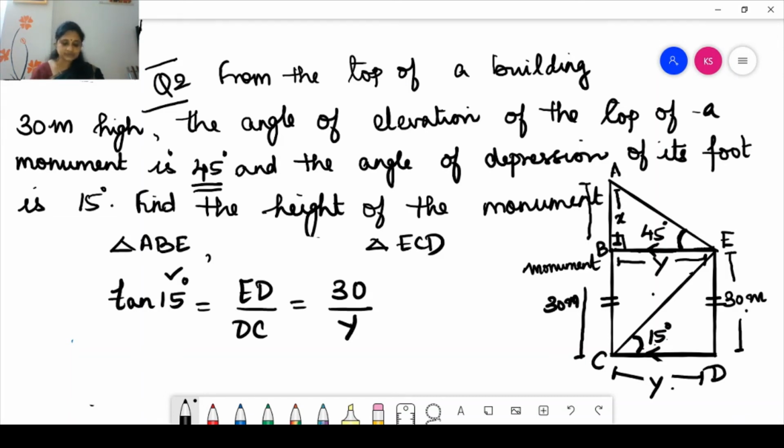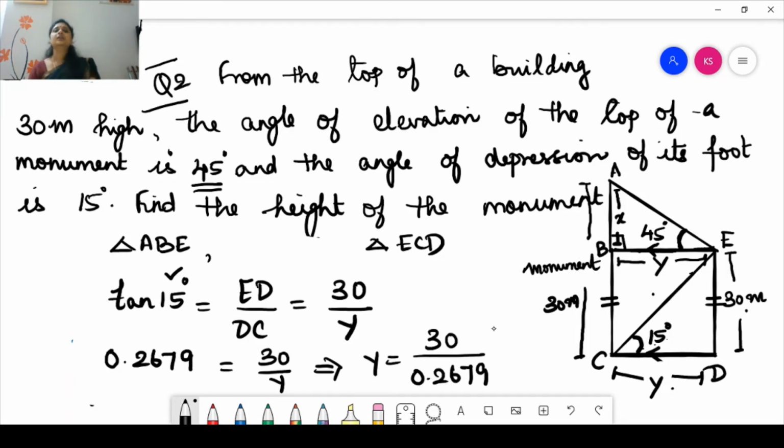If you look into the table, you will observe that tan 15 is nothing but 0.2679. So that is equal to 30 by Y. So now how to find Y out? Y is equal to 30 by 0.2679.